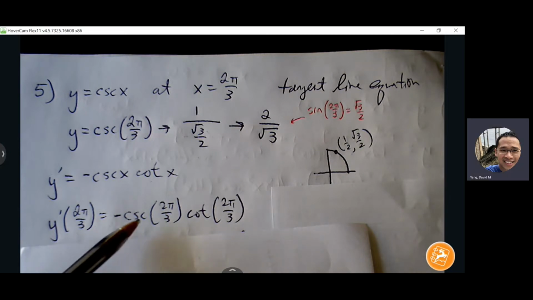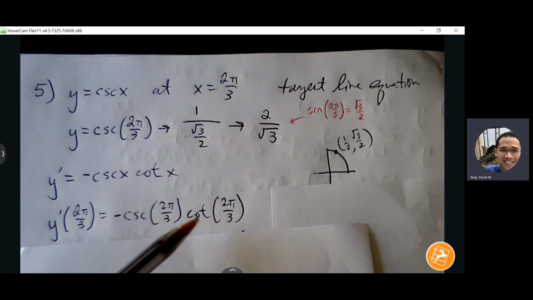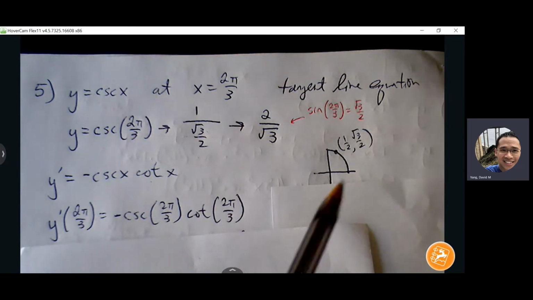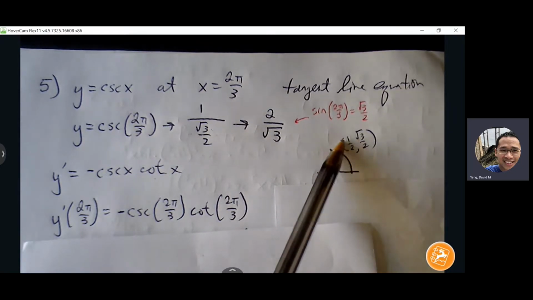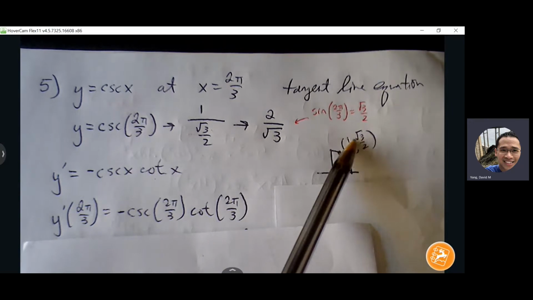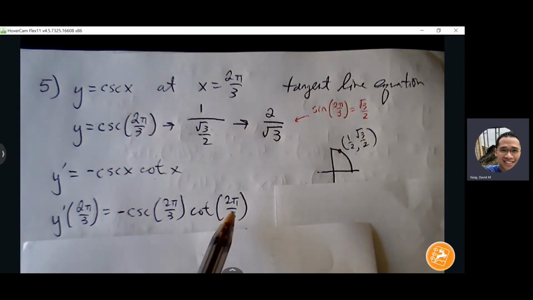Okay, we already know what cosecant of 2 pi over 3 is. Cotangent of 2 pi over 3. We know cotangent is the reciprocal of tangent. The tangent is y over x, so cotangent is x over y. We're still talking about this pi over 3 family, so we can just divide x over y, so 1 over root 3. But we know in the second quadrant, cotangent is negative, so it'll be negative 1 over root 3.